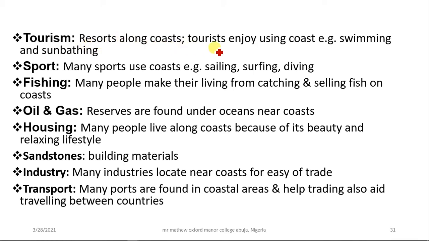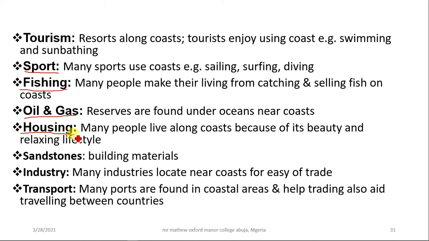Resorts along the coast, tourists enjoy using beaches for swimming and sunbathing. Sport is another importance, where many sports use the coast for sailing, surfing, and diving. Fishing. Many people make their living from catching and selling fish on the coast. Now, oil and gas reserves are found under oceans near the coast, so you can do offshore mining.